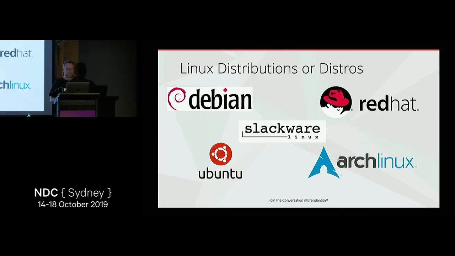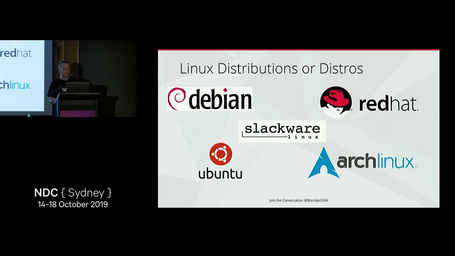So that is where distributions come in. Distributions are projects that take all these open source applications, compile them up, turn them into packages, and then turn it into a whole system. So Debian, Linux, Red Hat, they're all names you've heard of. What they're doing is taking this open source software and making it a cohesive system.